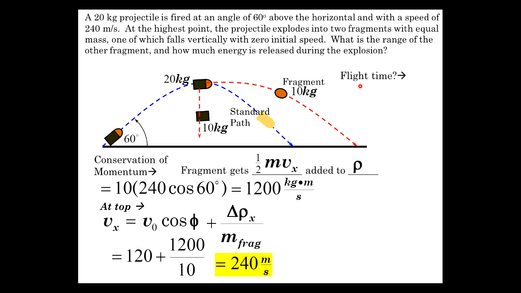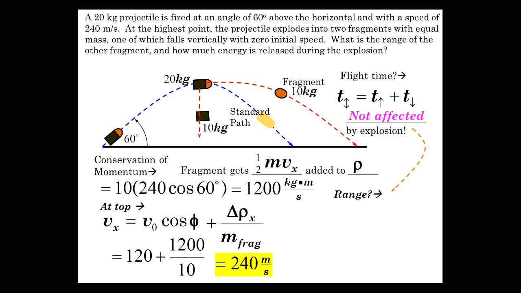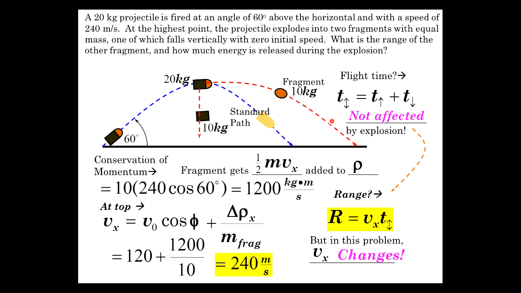Well, what's the flight time? Recognizing that the up and down time is the time up plus the time down, the explosion doesn't change that because it only adds to the horizontal speed, and therefore the time of flight is not affected. No vertical motion has been affected. So what's the range? The range is Vx times the time up and down. In this problem, Vx changes. So since it increased, we have to consider that the range is going to be based on moving at 240 meters per second from this point.